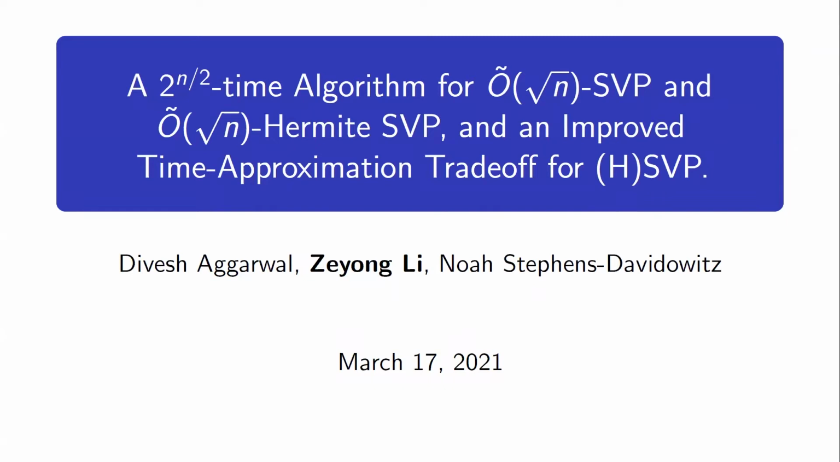This is a recent work that gives a 2^(n/2) time algorithm for approximating the shortest vector problem and the Hermite SVP problem to within a square root n factor. And it's joint work with Professor Divesh and Professor Noah.